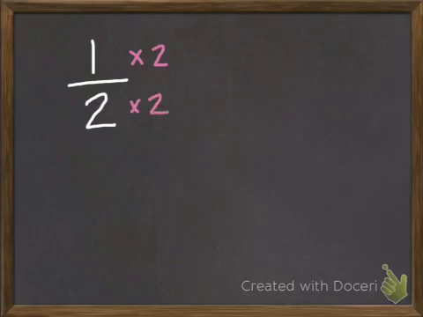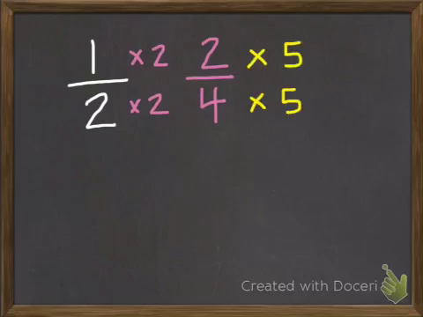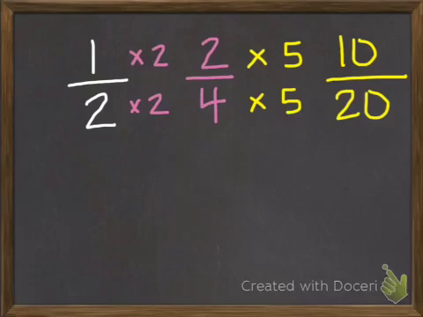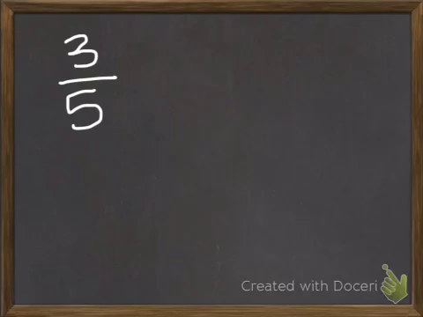Remember, what you do to the numerator, you must do to the denominator as well. 1 times 2 is 2, and 2 times 2 is 4. So I know that 1/2 and 2/4 are equivalent fractions. I could even try to find more equivalent fractions. I could multiply the numerator and the denominator by 5. I could do 2 times 5 is 10, and 4 times 5 is 20. So I know that 1/2, 2/4, and 10/20 are all equivalent, and I could continue on.